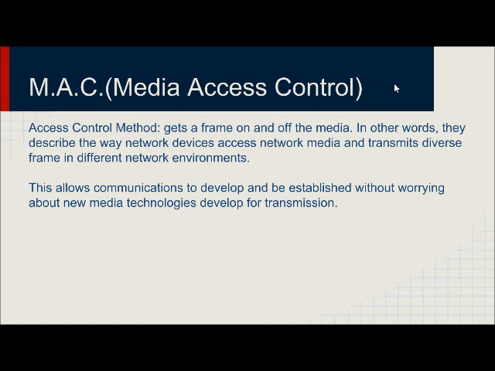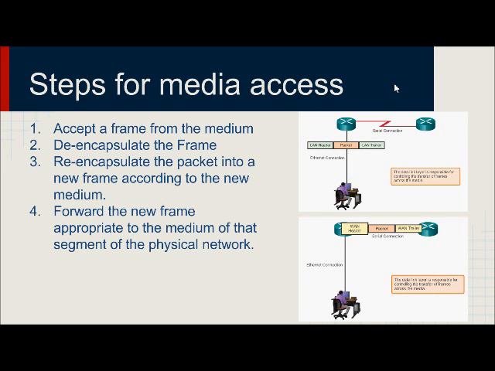The MAC, or Media Access Control, gets a frame on and off the media. In other words, it describes the way network devices access network media and transmit diverse frames in different network environments. This allows communications to develop and be established without worrying about media technologies developed for transmission. The steps that are followed for media access are: accept the frame from the medium, de-encapsulate the frame, re-encapsulate the packet into a new frame according to the new medium, and forward the new frame appropriate to the medium of a segment of the physical network.